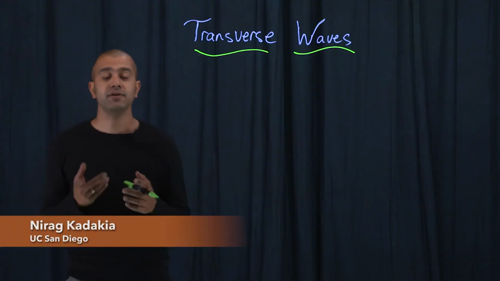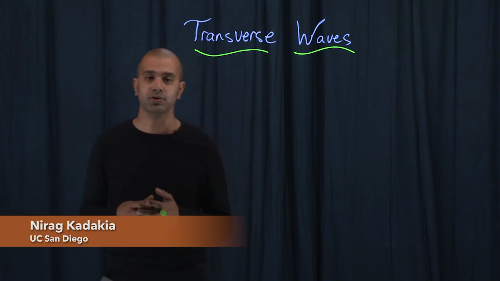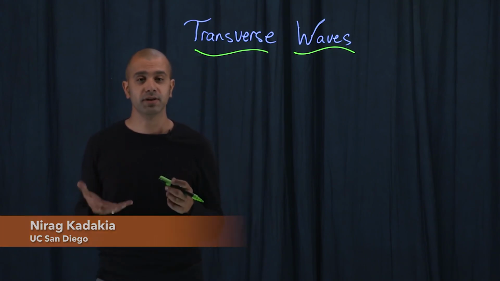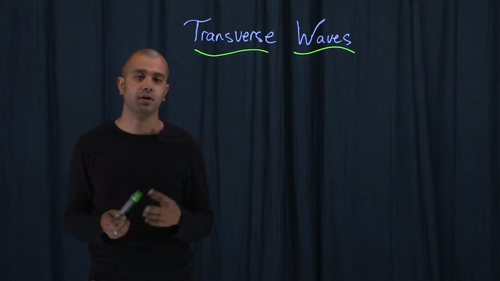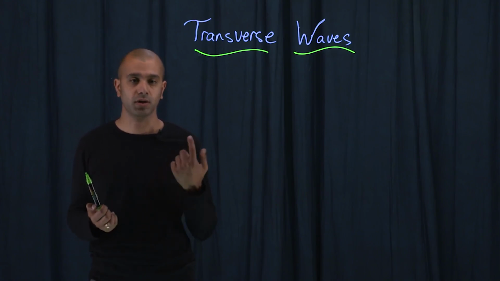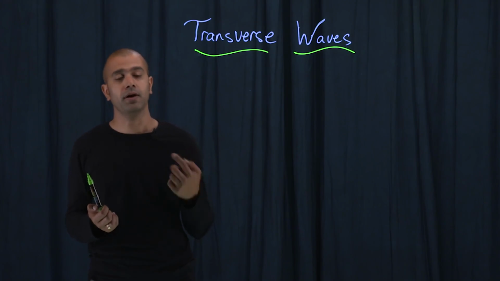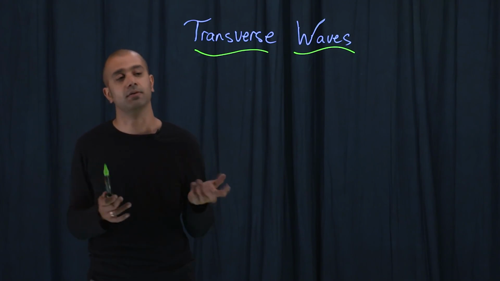Welcome back. In this video, we're going to be taking a look at wave motion. Now, wave motion is actually built on simple harmonic oscillators, but there's an important difference. Harmonic oscillators are a function of a single variable, time, whereas waves are a function of both space and time.